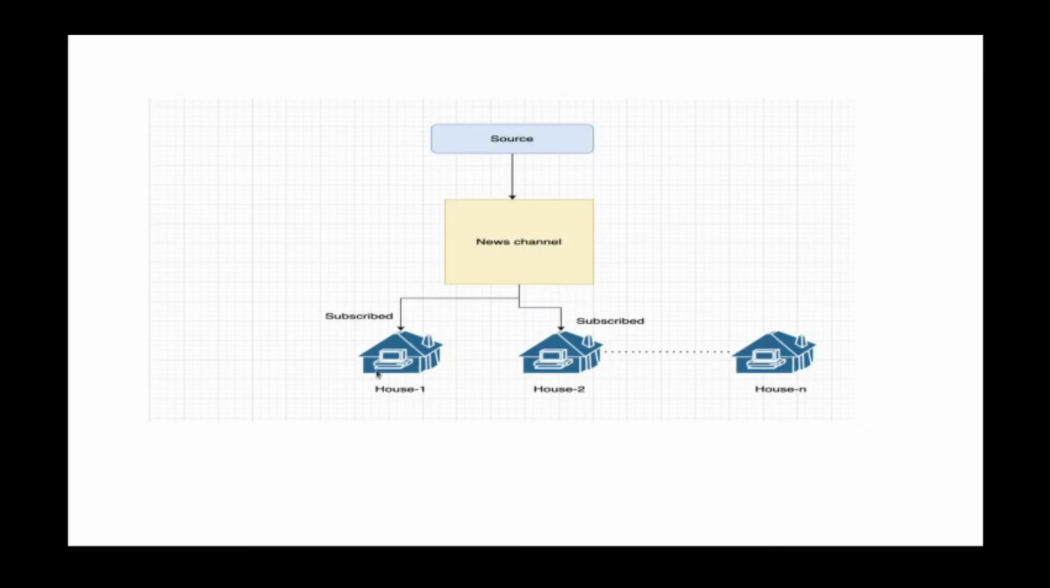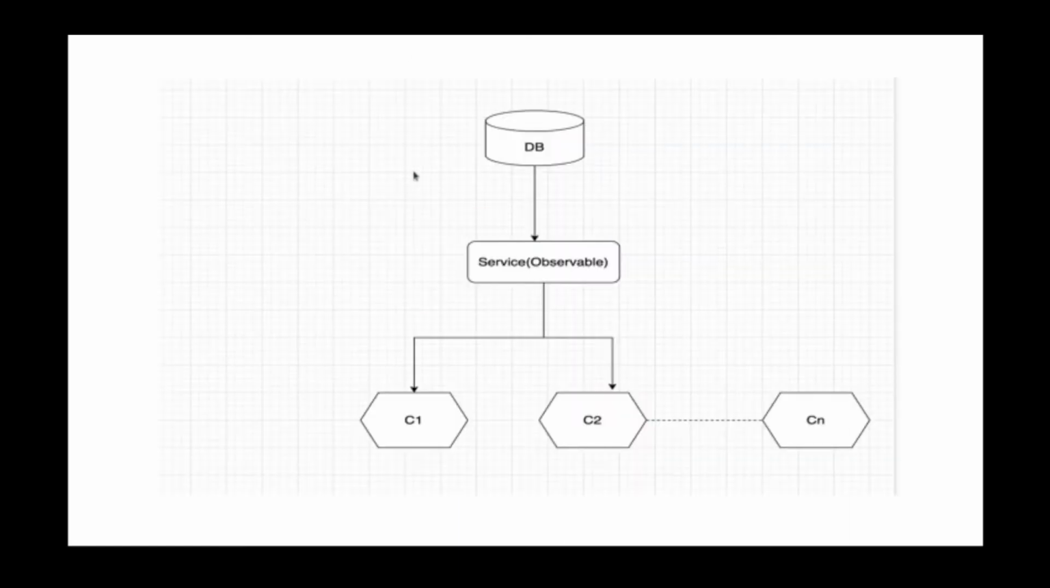And who will be eligible to watch? Those who are already paying for that channel. Let's say house 1 and house 2. These two houses have subscribed to that channel. They are the only ones eligible to watch that particular news which is coming from the external source. But house N is not subscribed to that channel, so it will not be eligible to see or watch that particular news. So let's convert this complete story to observable. Go to the next slide.